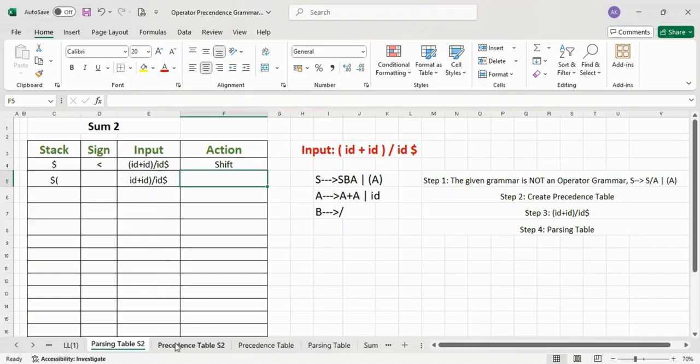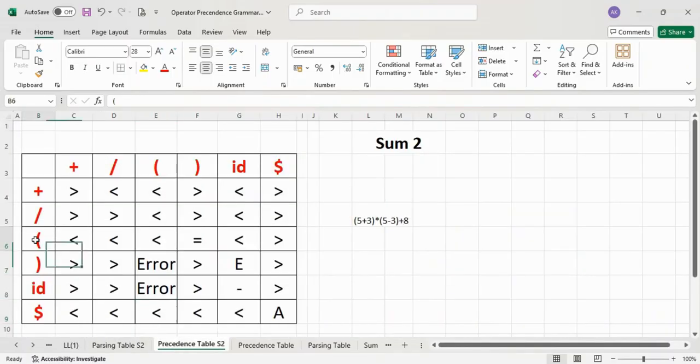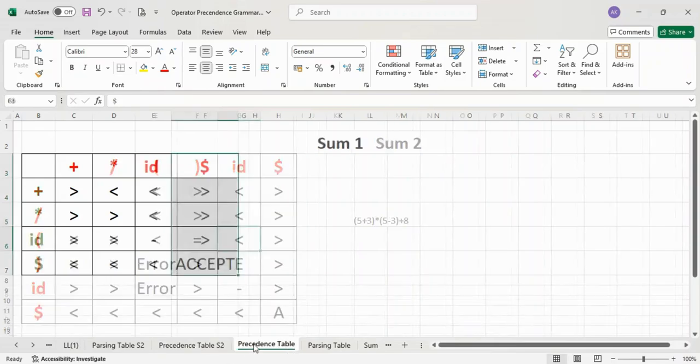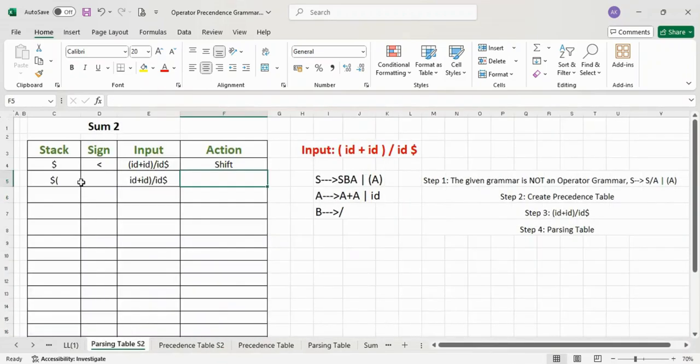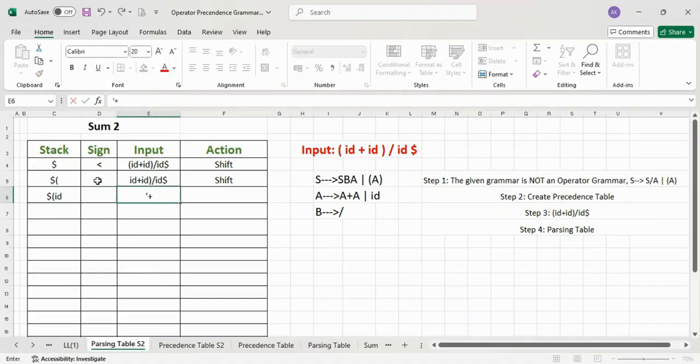Now I compare opening bracket and id. Let us again check the table. Opening bracket compared with id, the answer is less than sign. So I put a less than sign over here. Because it is a less than sign, I again shift. So my stack will be updated with id. Here I will be left with plus id closing bracket divide id and dollar.